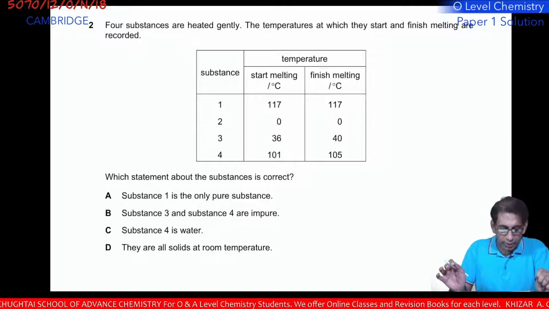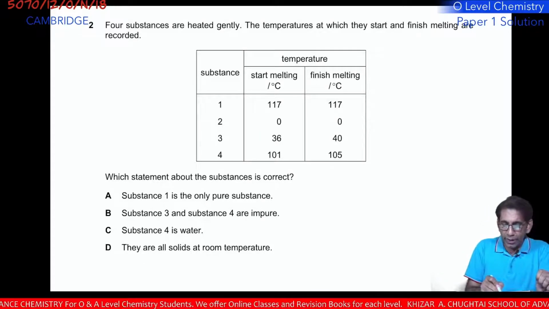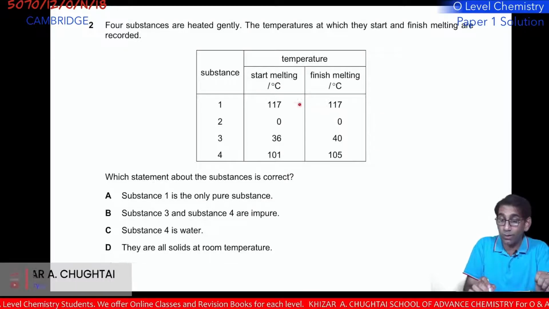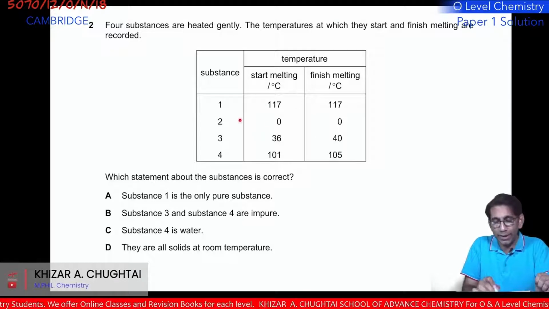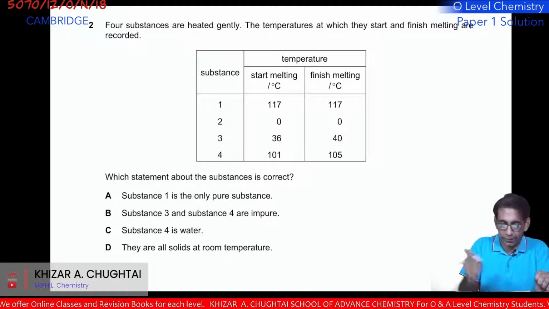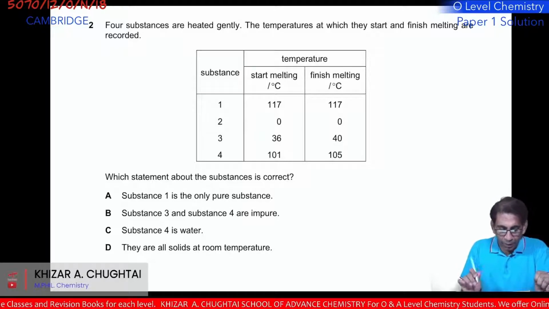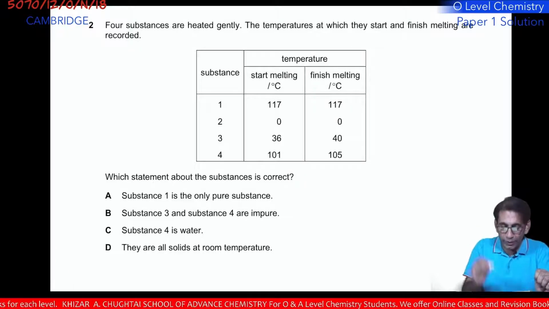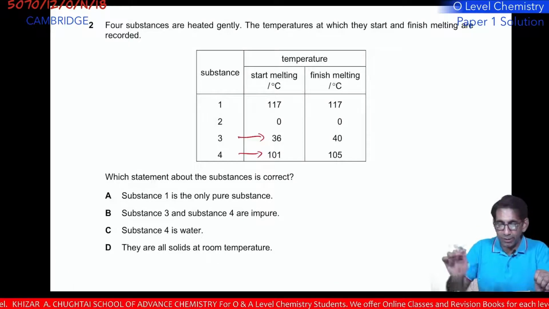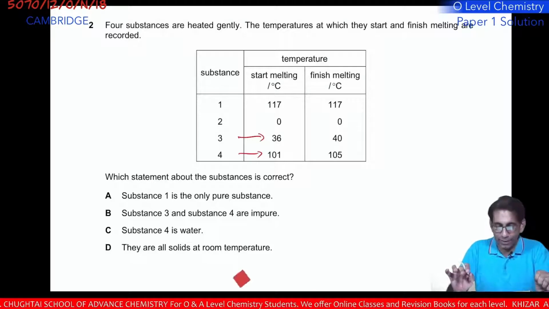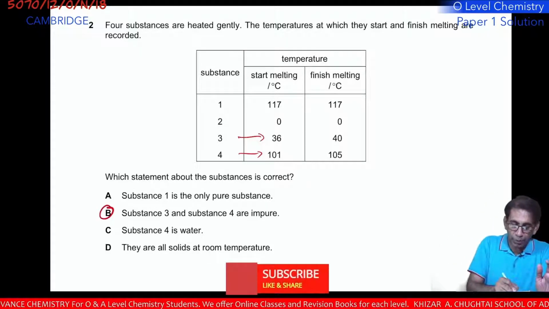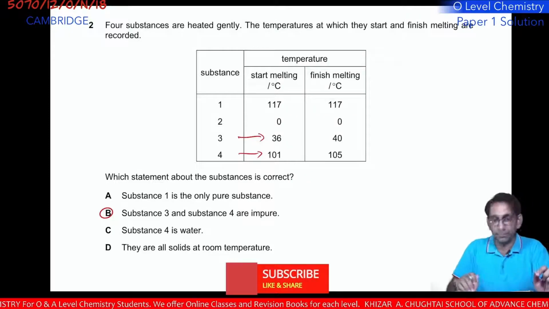So what are the statements and what are the options? Let's see over here. Number 1, substance 1 is the only pure substance. No, there are 2 substances. Substance 1 is the pure substance, and substance 2 is also the pure substance. So this is the wrong one. Substance 3 and substance 4 are impure. Yes, it is correct. It is true that substance 3 and substance 4 are basically impure substances. So B is the correct option.